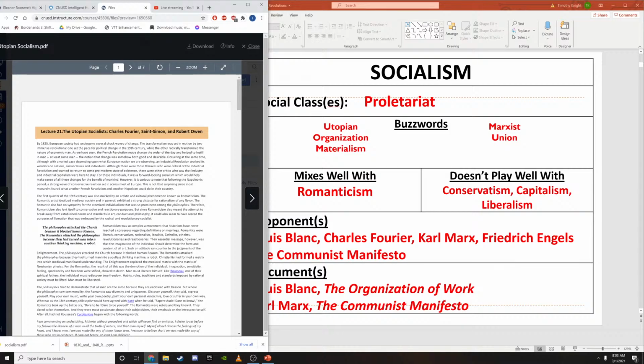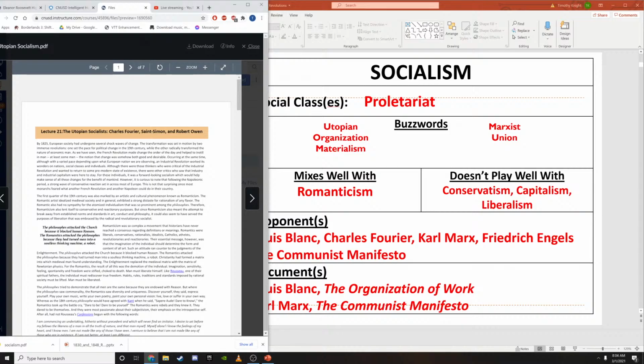Romanticism was so complex a movement that historians have never reached a consensus regarding definitions or meanings. Romantics were liberals, conservatives, rationalists, idealists, Catholics, atheists, revolutionaries, and reactionaries. Their essential message, however, was that the imagination of the individual should determine the form and content of all art. Such an attitude ran counter to the judgments of the Enlightenment.